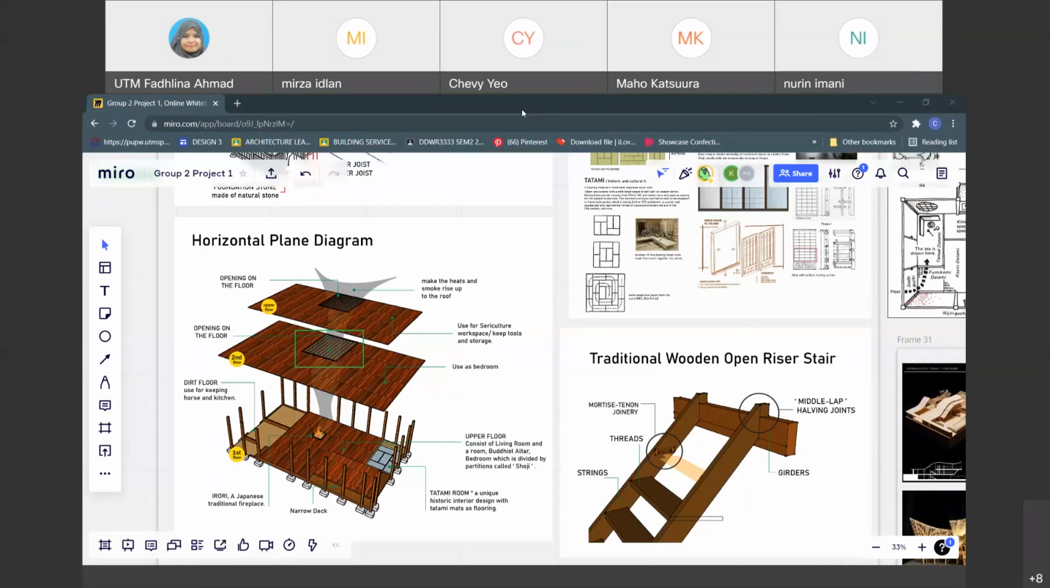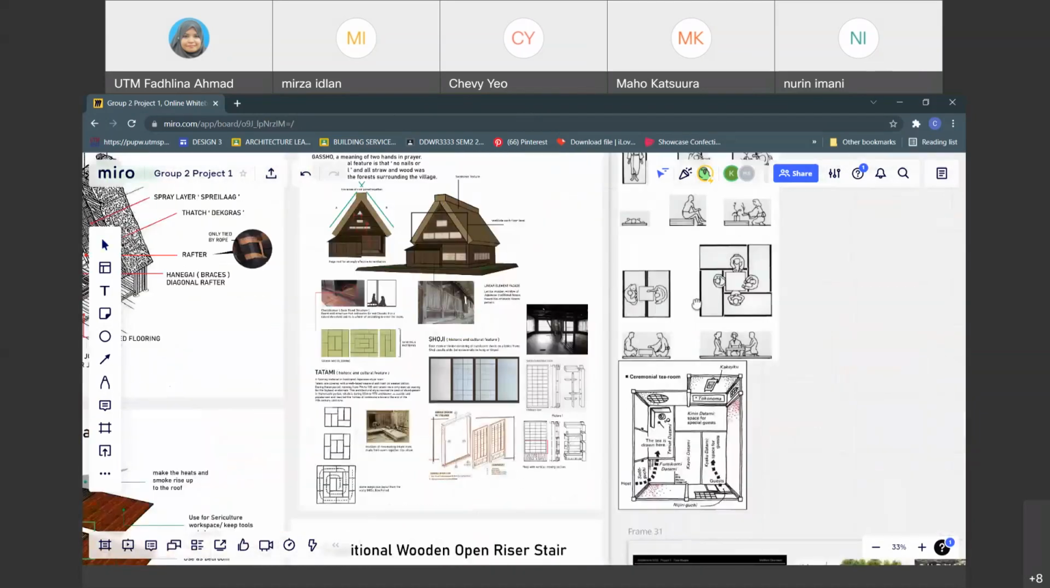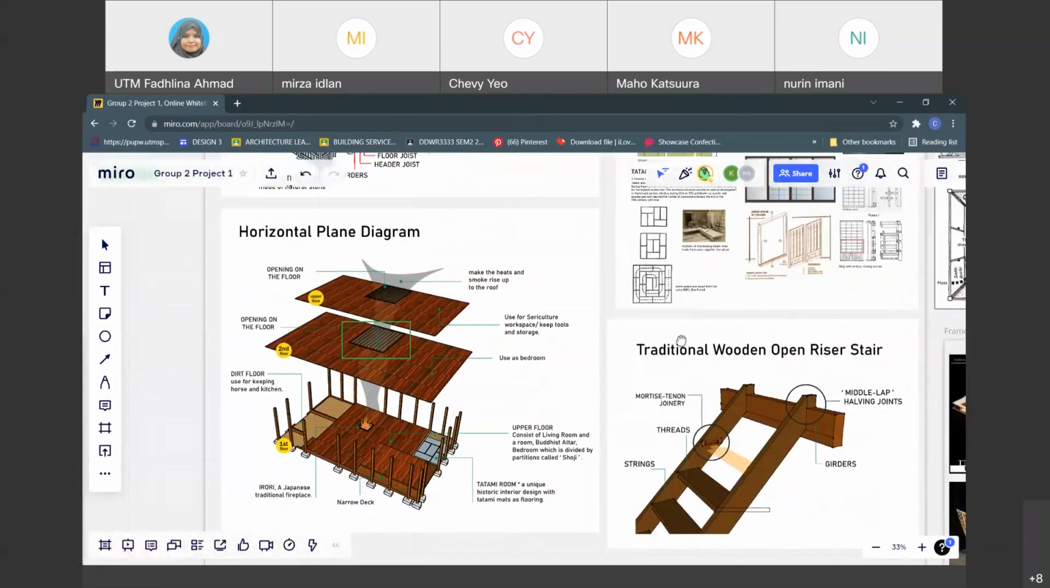Okay. What else, Mirza? I think for the horizontal plane diagram, the uniqueness of this flooring plane is the opening on the floor. It is not commonly used in any traditional house. There's a big opening whose function is to make the heat and smoke rise up to the roof, due to the irori, a Japanese traditional fireplace at the ground floor.